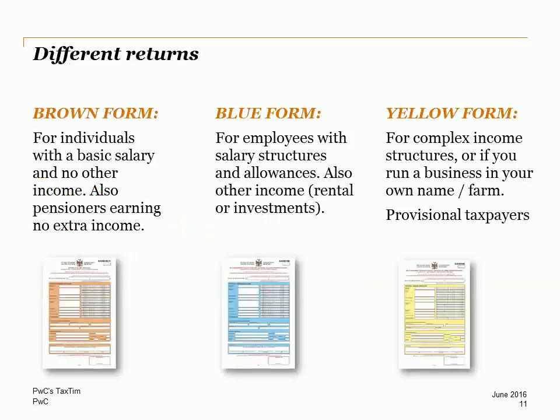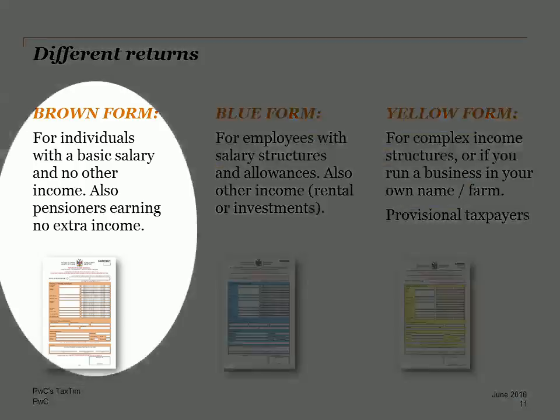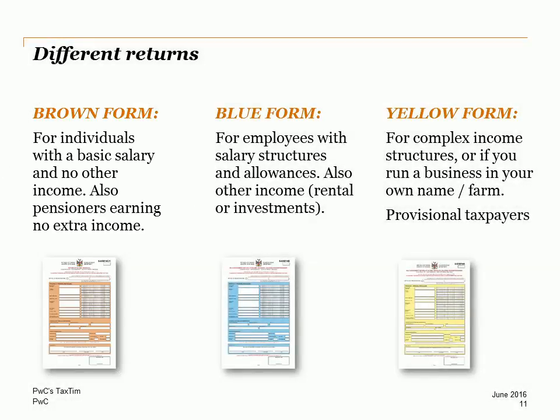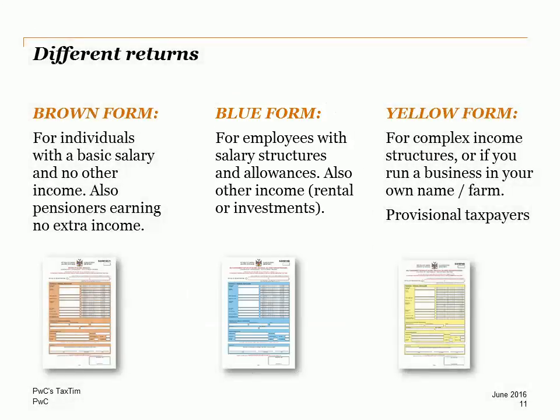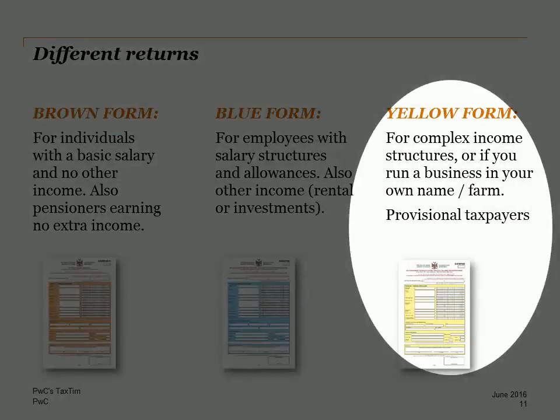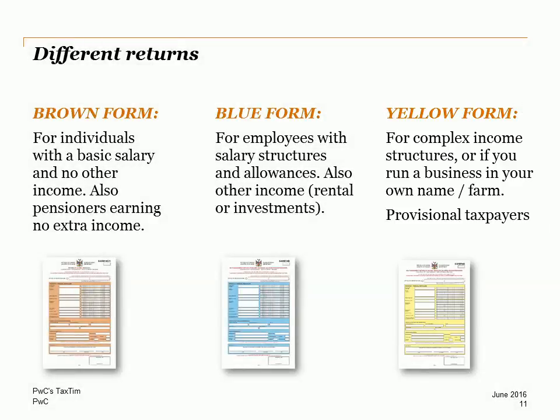Hope this helps. Individuals have 3 different tax returns. You need to know which return to complete. The first is a brown return for employees with a basic salary and no other income. A blue return is for salary structures including allowances and some other income. A yellow return is the most complex for business individuals, provisional taxpayers and farmers.